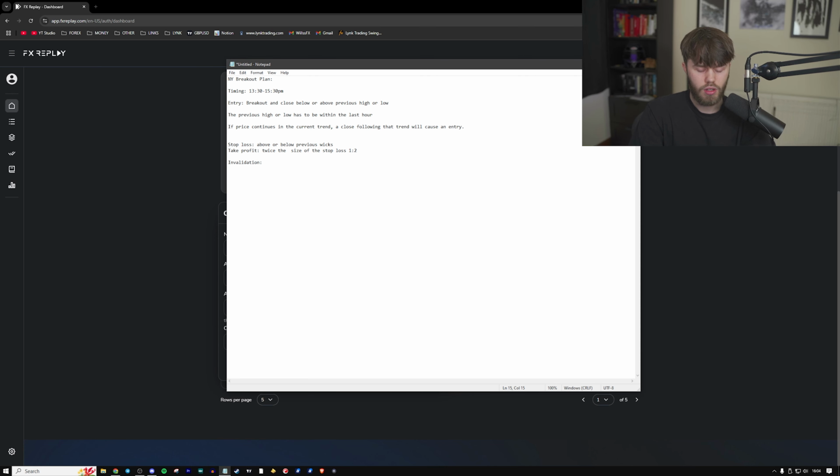Invalidation: a close in the opposite direction from the side I'm on. So this is quite simple. If I'm looking to buy, or I'm in a buy position, and then price closes and breaks structure to the downside, I will close the trade.